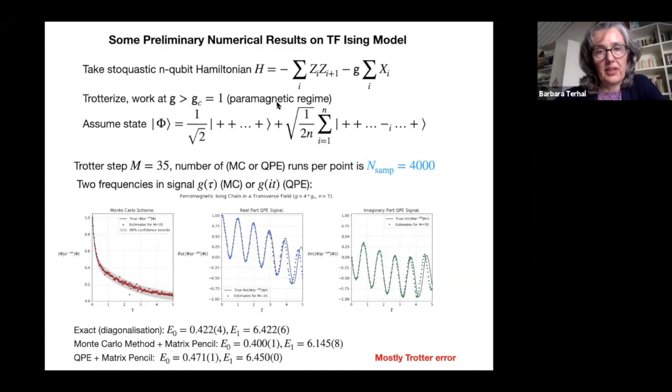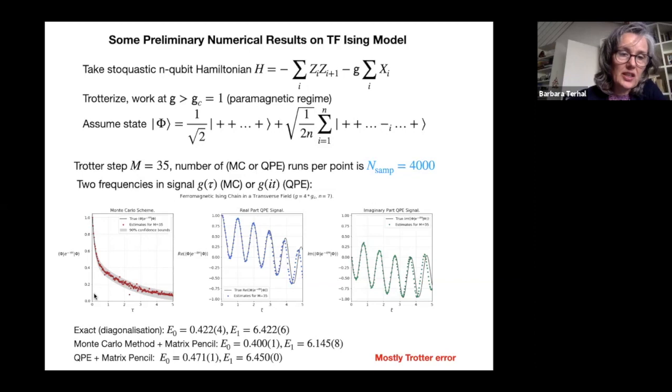We work in the paramagnetic regime. We take a state, and the state is actually just the ground state if this transverse field is completely dominant, and a state which is sort of a single particle excited state. So uniform position of these, you can sample from that efficiently. And then he takes a certain number of trotter steps, and the number of sampling points is 4,000 here.